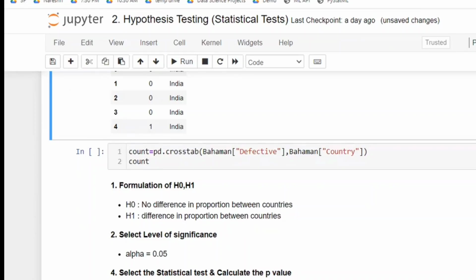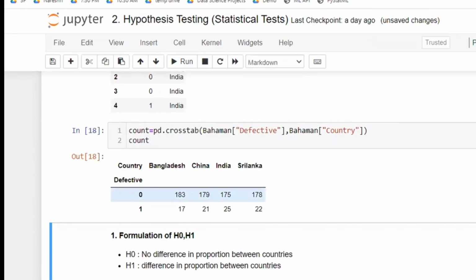Now, whatever we are having here, first we are going to apply the cross tab, and for each of them, the total we are having is 200. Out of 200, 183 with zeros and 17; 179 with zeros and 21; 175 with this one, 25. Like this we are having the proportion with respect to each of them. Whether all the proportions are the same or not, meaning 17 divided by 200 is equal to 21 divided by 200 and 25 divided by 200 is equal to 22 divided by 200. Is everything the same or not?